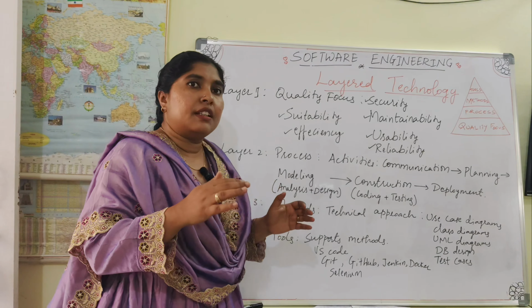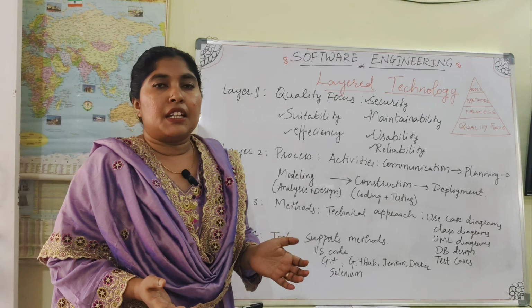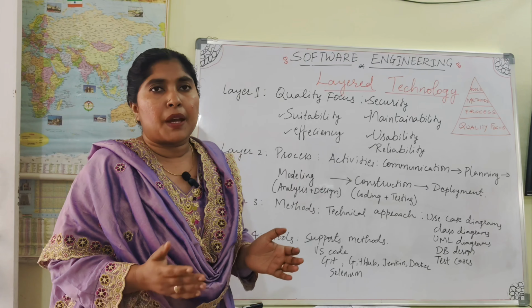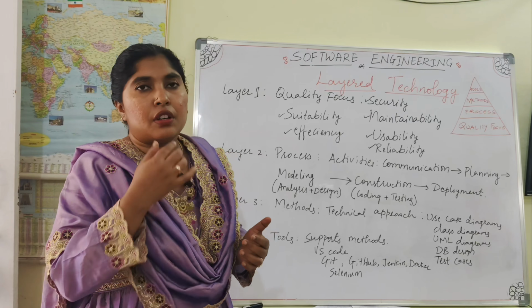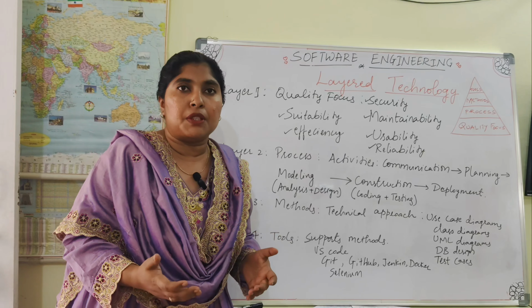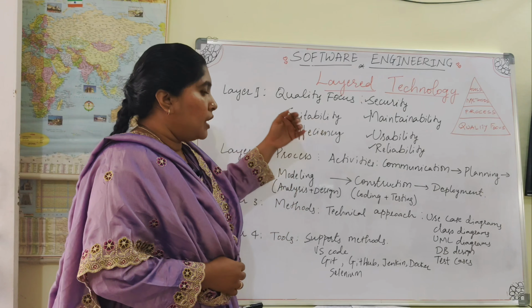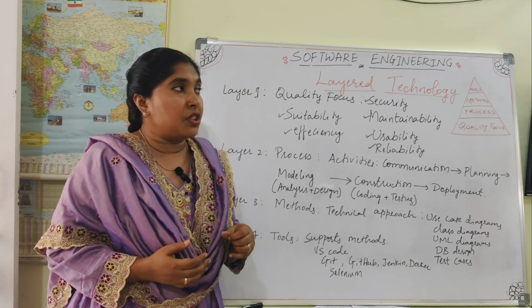The quality may be security, suitability, efficiency, maintainability, usability, and reliability. For different applications, different qualities will have the priority, like a banking application and a social media application. A banking application needs privacy to be given topmost priority, whereas for a social media application, privacy is not that much of a concern. Security deals with protecting the data and privacy of the user.